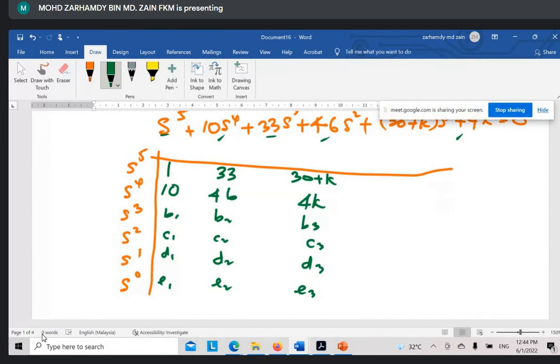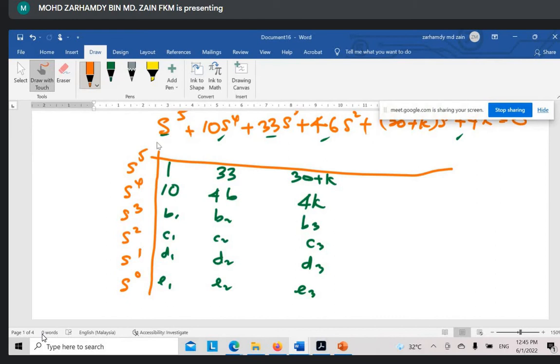So B1, berapa B1? How much? B1, the value of B1? 284. 28.4, betul tak? Betul, okey.